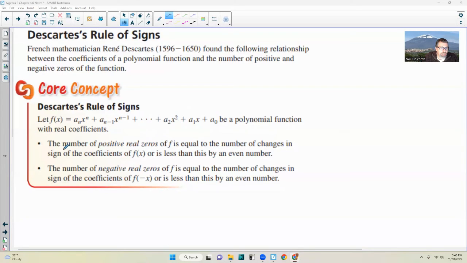For any polynomial with real coefficients, the number of positive real zeros of f is equal to the number of changes in signs of the coefficients of f of x, or is less than this by an even number. The number of negative real zeros of f is equal to the number of changes in the sign of the coefficients of f of negative x, or is less than this by an even number. We're going to explain that a little more deeply in example 4.